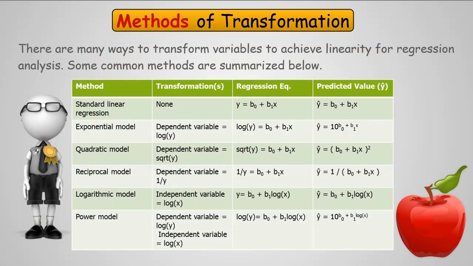When we perform standard linear regression, the regression equation is equal to the second column here, y equals b0 plus b1 times x. And the predicted value is just b0. The regression equation and the predicted value are one and the same. But if we have to use a nonlinear technique like an exponential model, the dependent variable is going to be equal to the log of y, or in the quadratic model, we can take the square root of y. In the reciprocal model, we would take the reciprocal of the dependent variable y. And there are the logarithmic model and power model. All of these are valid ways that you can transform the regression equation and allow you to still maintain the relationship between the two variables.